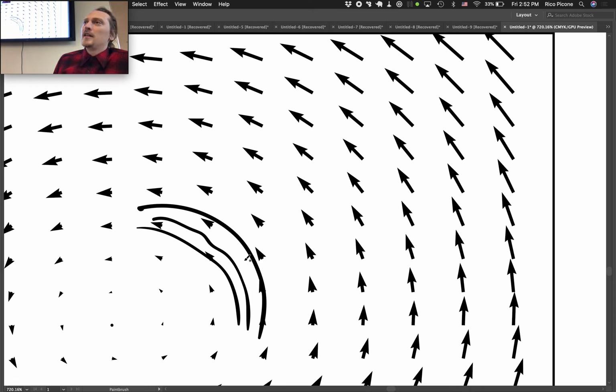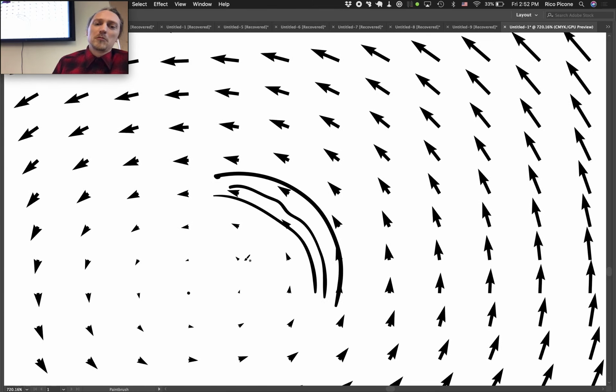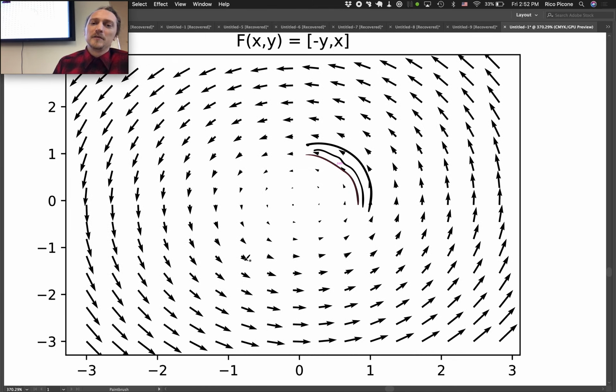So that's the rotational field, you could call it a linearly rotational field. The increment as you go from one to the next to the next is the same in speed as you go out. The increment is constant. The increase is linear.